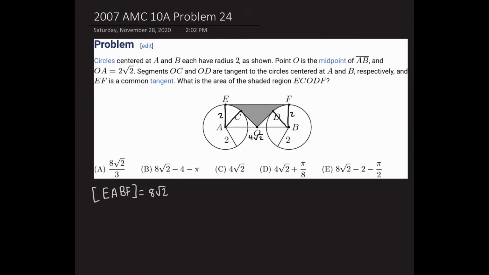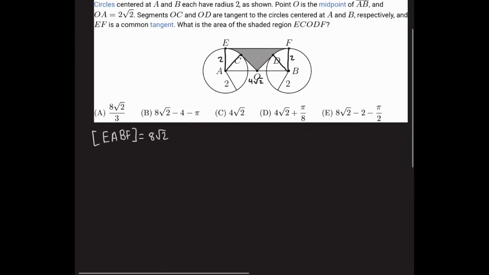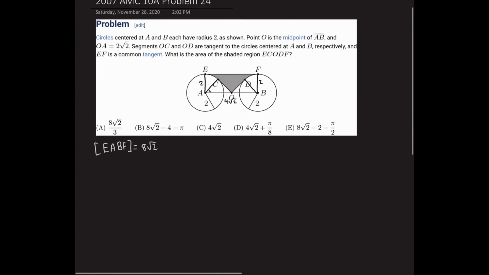Now, the next step in this problem is to subtract whichever regions we don't want. So, namely, it's going to be the part of the circle bounded by the arc EC, so like region EAC. Then in the other circle, it's going to be DBF. And then it's going to be these two small triangles, ACO and BDO. So first, let's find the area of the two triangles. And by the two triangles, I mean this one and this one.